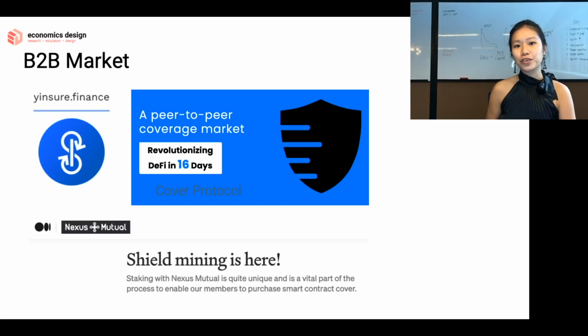Then the other method is the B2B market. So the B2B market is how do you scale, right? How do you scale the users of NXM or the users of Nexus Mutual? So those are more of the white label mechanisms, like B2B stuff.